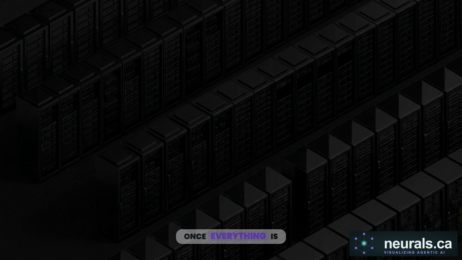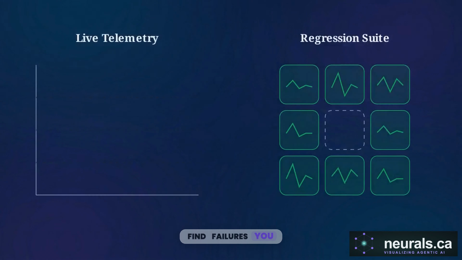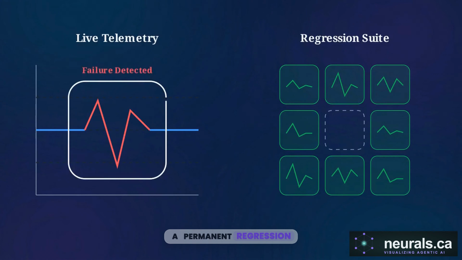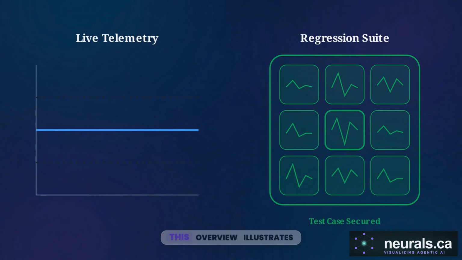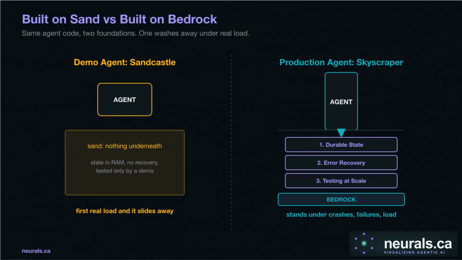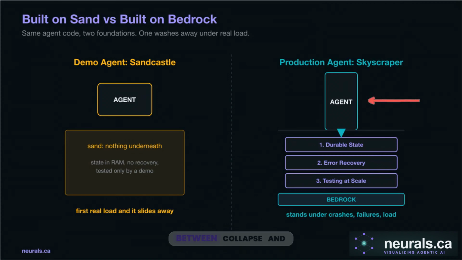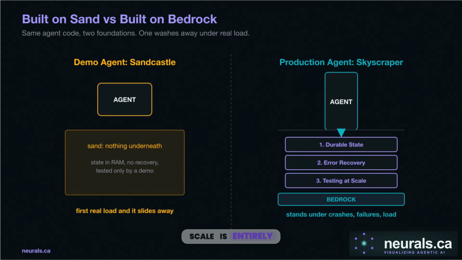Once everything is instrumented, you run a secondary LLM as a judge over your live traces. When you find failures, you mine them into a permanent regression suite, ensuring that a specific, silent mistake can never slip into production unseen again. This overview illustrates the reality of scaling. The code inside the agent on the left is exactly the same as the code on the right. The difference between collapse and scale is entirely dictated by the infrastructure placed underneath it.